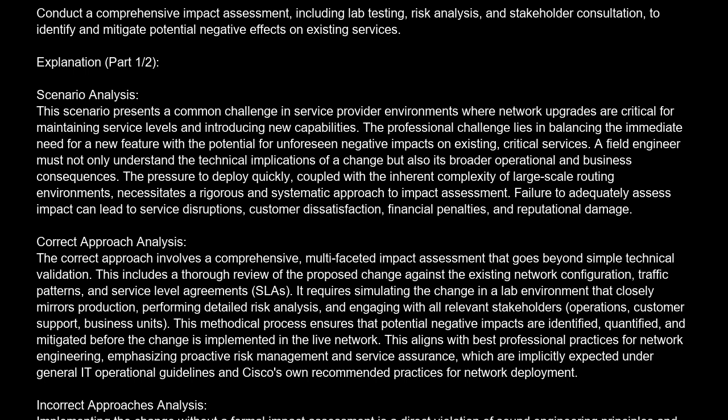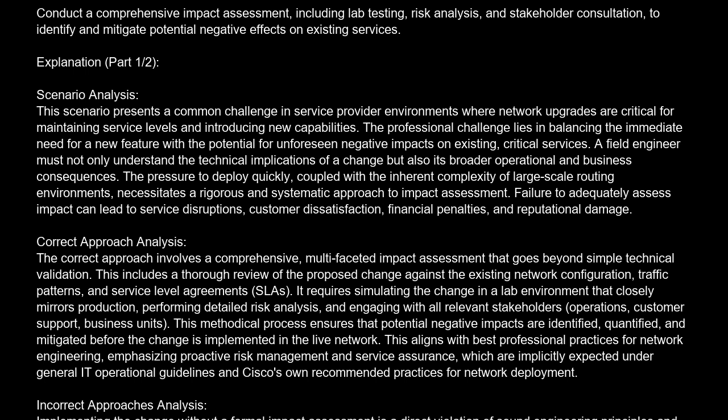This includes a thorough review of the proposed change against the existing network configuration, traffic patterns, and service level agreements, SLAs. It requires simulating the change in a lab environment that closely mirrors production, performing detailed risk analysis, and engaging with all relevant stakeholders: operations, customer support, business units.